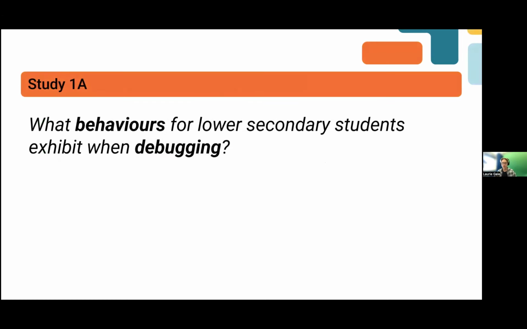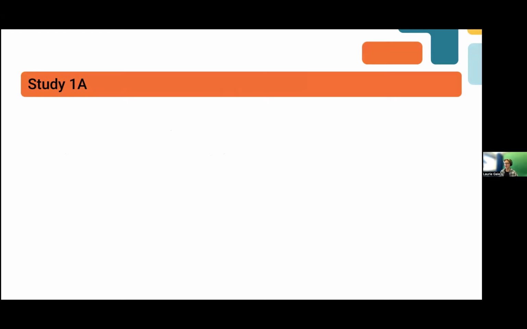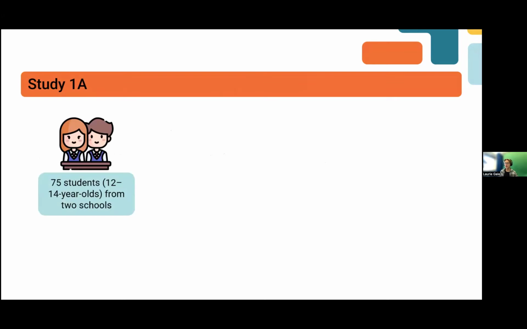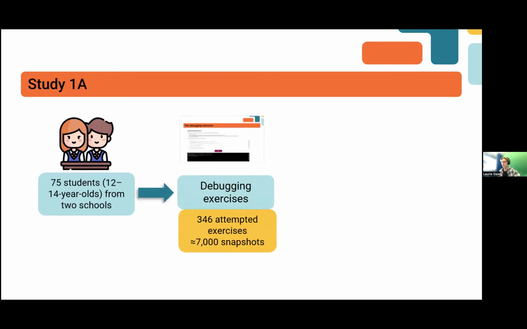So this is where my first line of work comes in. I wanted to investigate how lower secondary school students go about debugging in a text-based language. So let's look briefly at how I investigated that and then what I found. This is a study I conducted last year. I recruited 75 Key Stage 3 students, so it's just 12 to 14-year-olds from two schools. These students had spent a few weeks to a term learning Python, so they were slightly familiar. It wasn't their first lesson, but they were still novices.